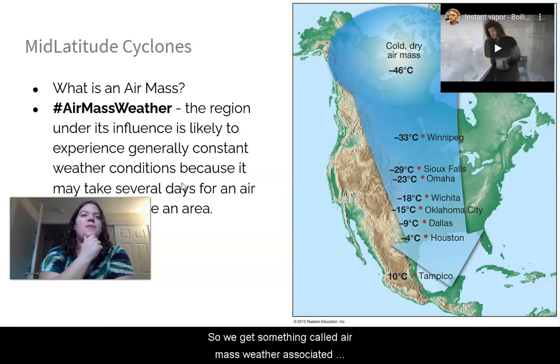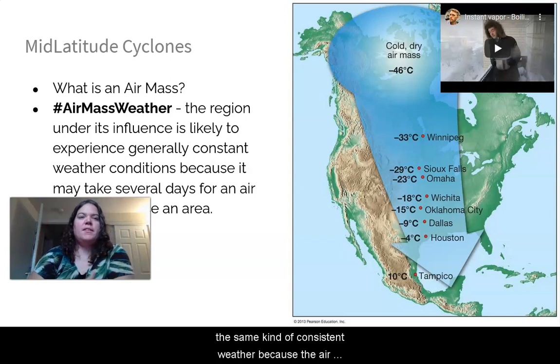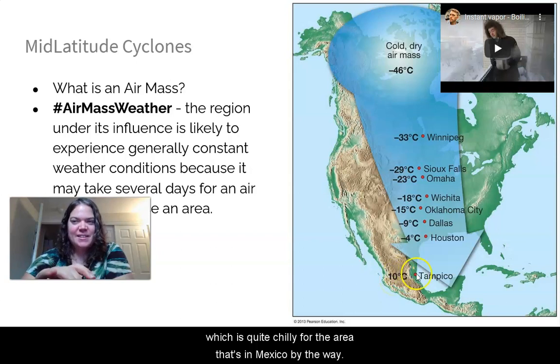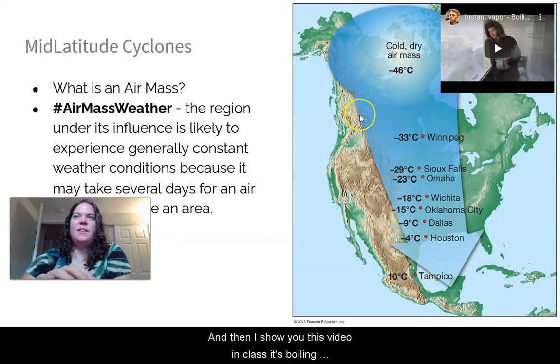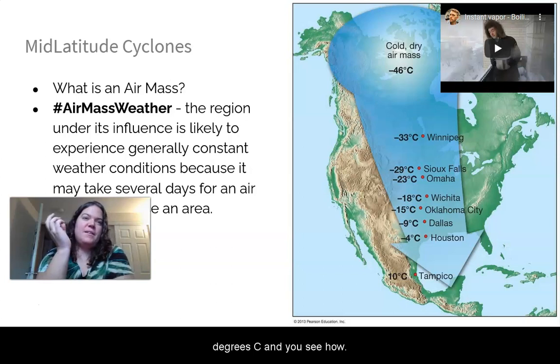So we get something called air mass weather associated with these. This is when some region is going to experience the same kind of consistent weather because the air mass is traveling over that area. So we see here one of the Arctic air masses was dislodged. We have a cold, dry air mass, negative 46 degrees Celsius. It's dislodged and moved southward. So all the way in Tampico, it's 10 degrees C, which is quite chilly for that area. That's in Mexico, by the way. And then I show you this video in class. It's boiling water. So it's boiled, and then he throws it outside in negative 41 degrees C, and you see how it changes.